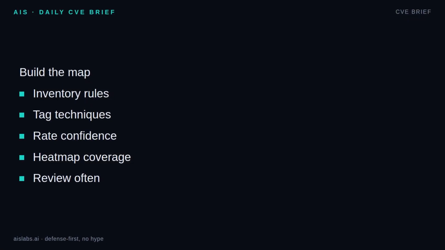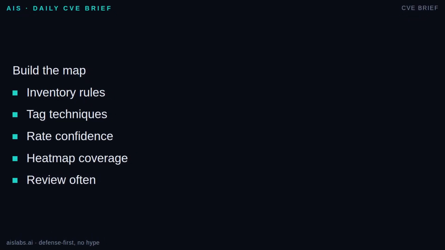Start with an inventory of SIEM content. Include correlation rules, scheduled searches, behavioral detections, dashboards that create cases, and alert logic used by the SOC. For each rule, write the detection intent in plain English. Then map it to one or more ATT&CK techniques. Be strict. Do not tag a rule to a technique just because the words sound related. Next, rate coverage. A simple scale works: none, planned, partial, tested, and operational. Build a heat map by tactic and technique. Mark data sources too, because a rule without reliable logs is not real coverage. Finally, review the map whenever rules change, log sources change, or threat priorities change.